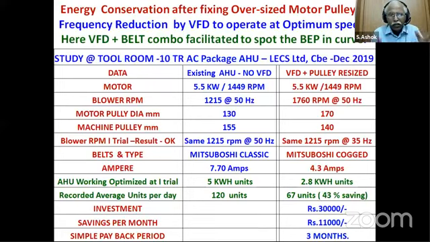I am not saying that you need to go for an EC fan as the best replacement. See, in an existing AHU, what is possible, let us achieve. Going for a VFD and pulley resizing, altering the speed ratio, definitely this VFD and pulley combination facilitated this AHU to go for the best efficiency point in the fan performance curve. This is what we are trying to concentrate on here.